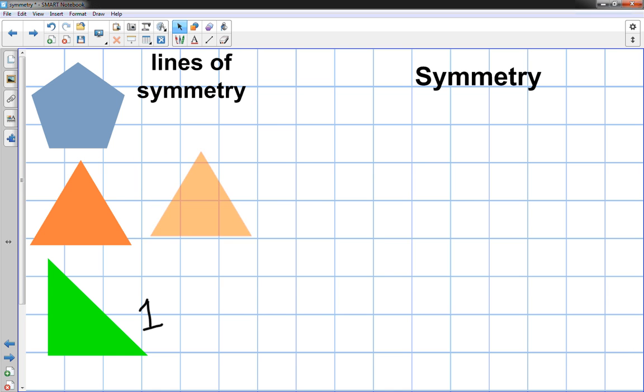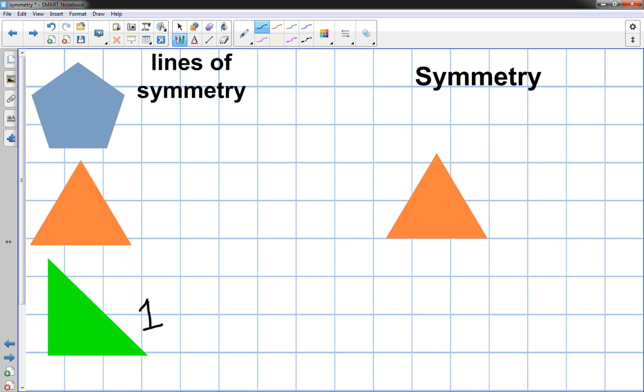This next triangle here has more than one. I don't know if you can see that yet or not, but there's a line here. There's a line here of symmetry. And there's a third one here. So this triangle has 3 lines of symmetry.